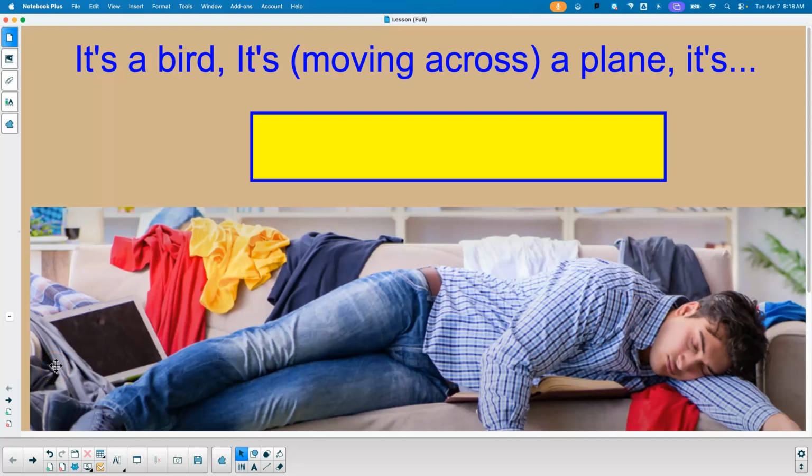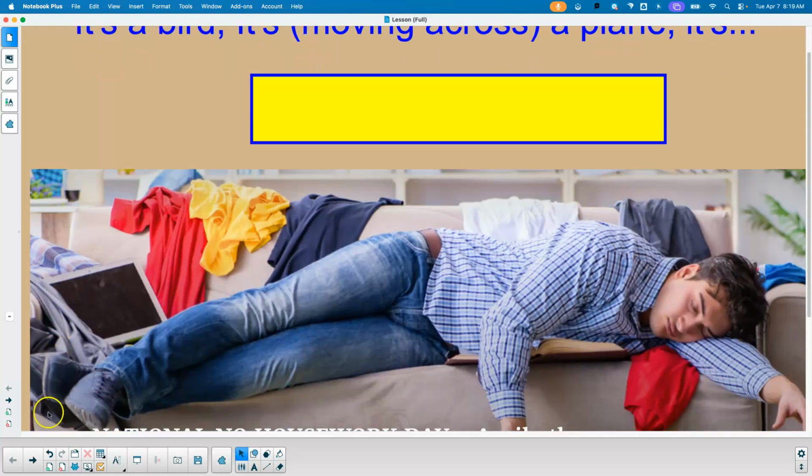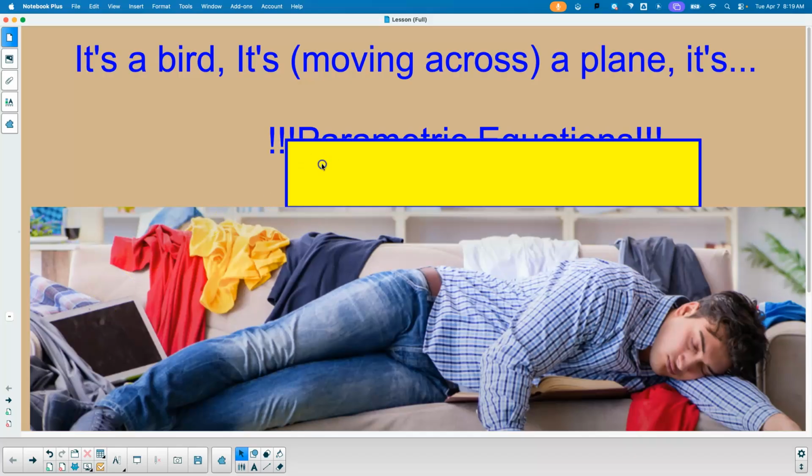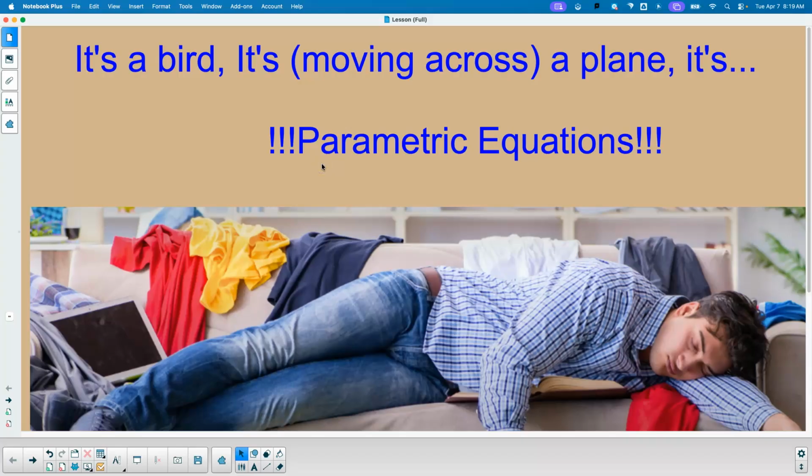Which one? It's a bird. It's moving across a plane. That one? No, we've had that one for a couple of years now. It's parametric equations. Okay. So that's how we're gonna start today, Carlos. All right. Okay.